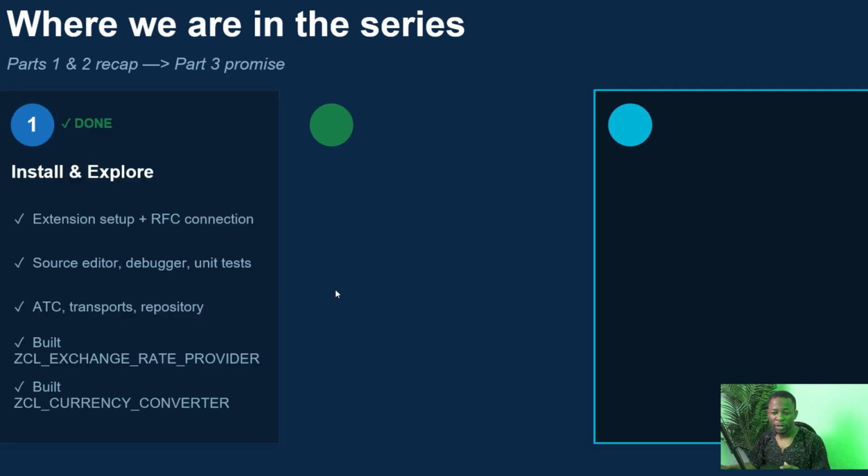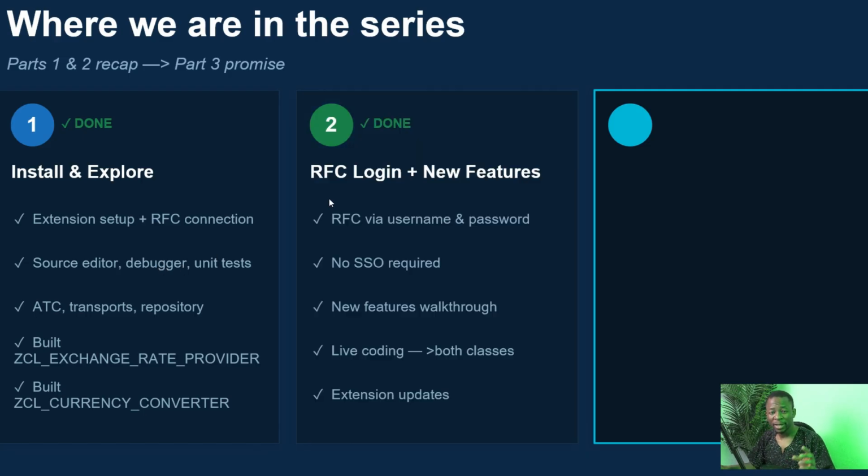In the first part, we looked at how to install and explore the ABAP development tools in Visual Studio Code. We saw how to download the extension. If you have not yet seen this video, the link will be in the description, and you can also watch the first and second parts. In the second part, we were able to log in using RFC and not just single sign-on, and we also had a walkthrough of the new features available in the VS Code ABAP development tools.